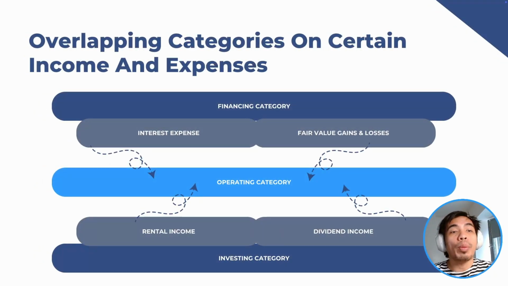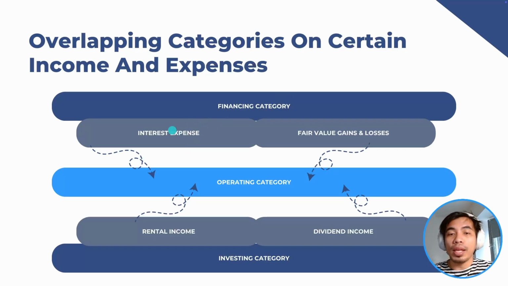As we discussed, the operating category is the heart of the company's activities. It is where they record the company's income and expenses coming from day-to-day operations, and those income and expenses that do not belong to the investing and financing category, since the operating category becomes a residual definition. But for some companies, their day-to-day operations might involve activities that would normally fall under the investing and financing category under the general requirements. This is where the exceptions come in.